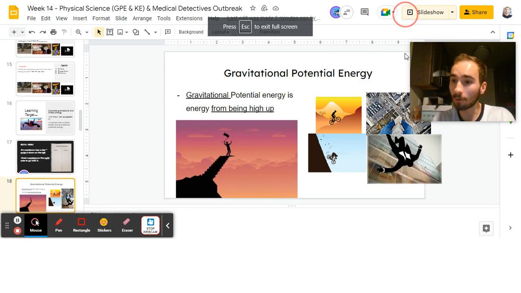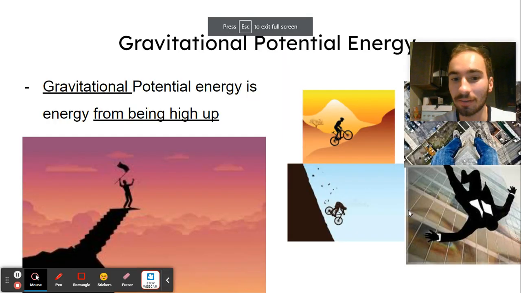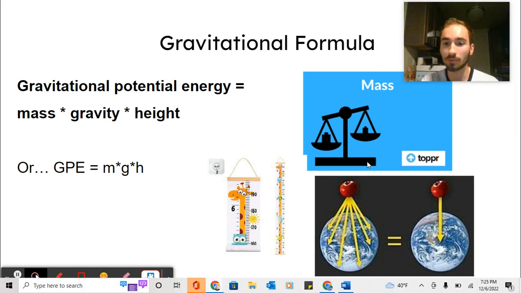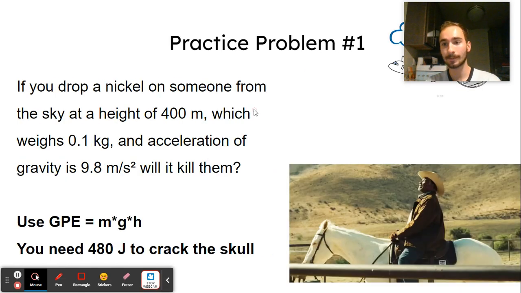Next, we're going to go over how to calculate gravitational potential energy. So here's what you do. You take the mass of something, which you could think of as its weight, times the acceleration of gravity, which is always the same on Earth, times how high up in the air it is. So you take how much it weighs, times the acceleration of gravity, times the height, or how high up it is.